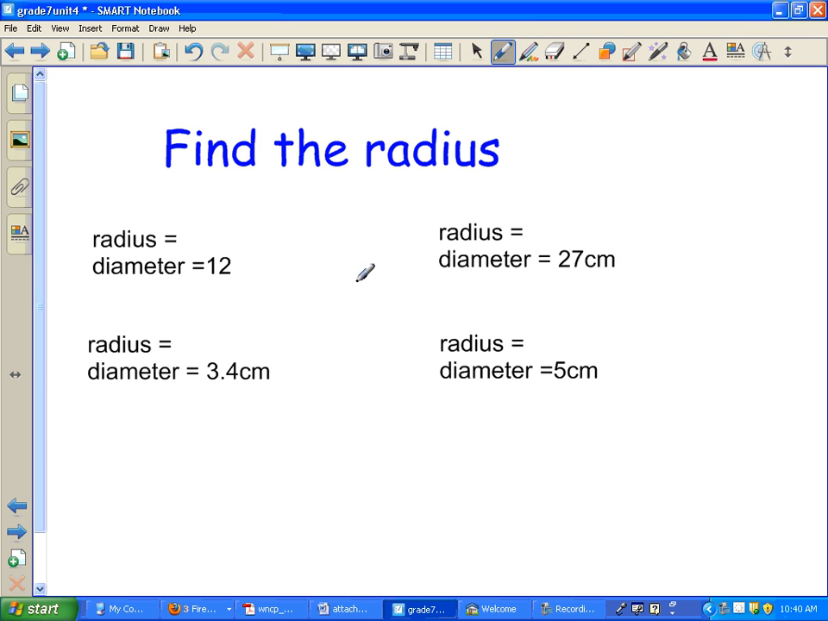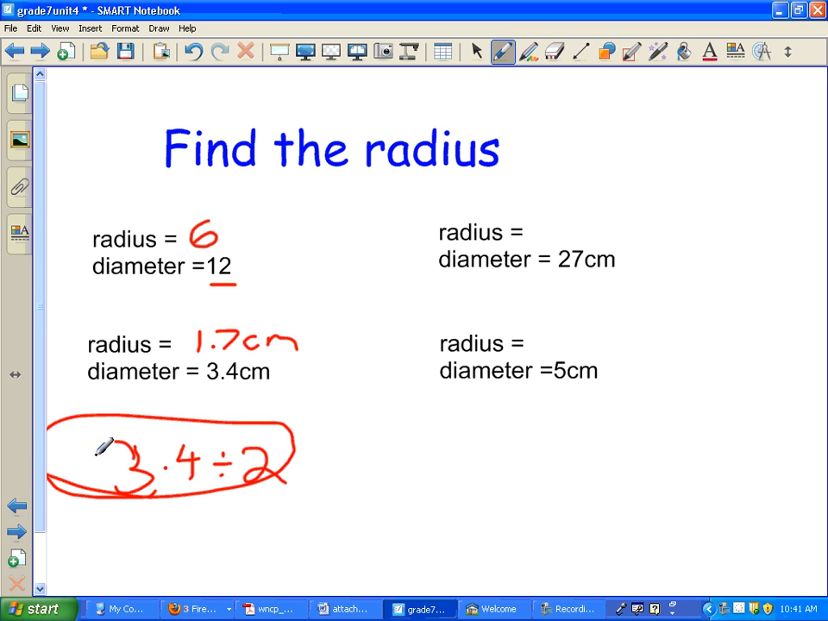Now we can go backwards. If we're told the full length of the circle from one side to the other, the diameter in other words, is 12, the radius is half that, or 6. If the diameter is 3.4, the radius is half that, and it's 1.7. You can just simply take your calculator and go 3.4 divided by 2, okay, to work it out. If your diameter is 27, half of that will be 13.5 centimeters. And if your diameter is 5, your radius is half that, so it's 2.5 centimeters.